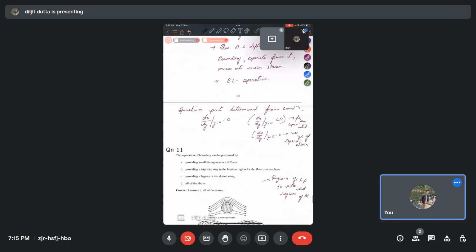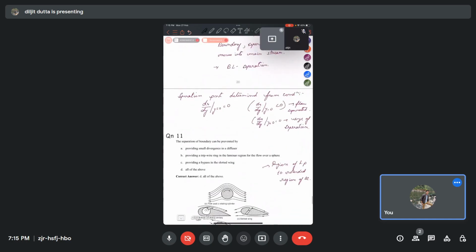So this is how the separation point is identified, by this condition: du by dy equal to 0. If du by dy is less than 0, we can say that the flow is separated. If du by dy is greater than 0, it is not in the range of separation.